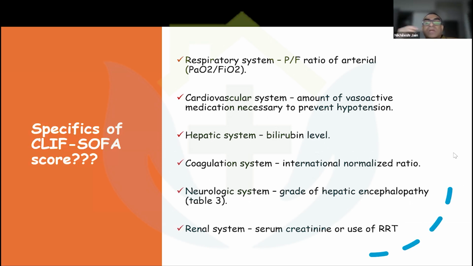So what are the specifics of a CLIF-SOFA score? You've got a PaO2/FiO2 ratio, you've got the cardiovascular system in terms of the amount of vasoactive medication, let's say, to prevent hypotension. You can look up the details specifically later. I'm just covering the broad highlights. Then you look at bilirubin levels and INRs. You grade the hepatic encephalopathy in terms of neurologic system involvement. You look at your serum creatinine, or whether the patient is on renal replacement therapy.